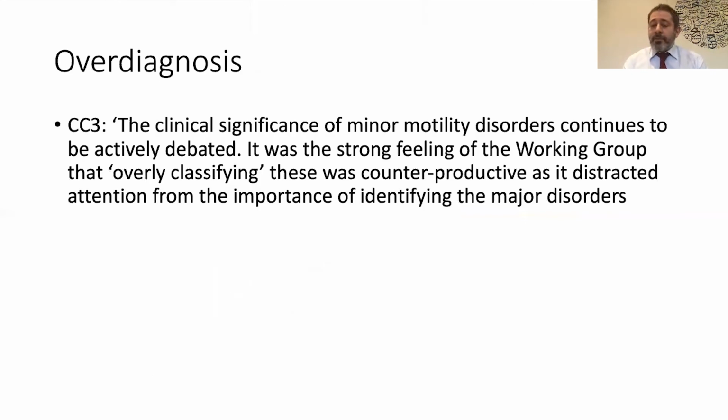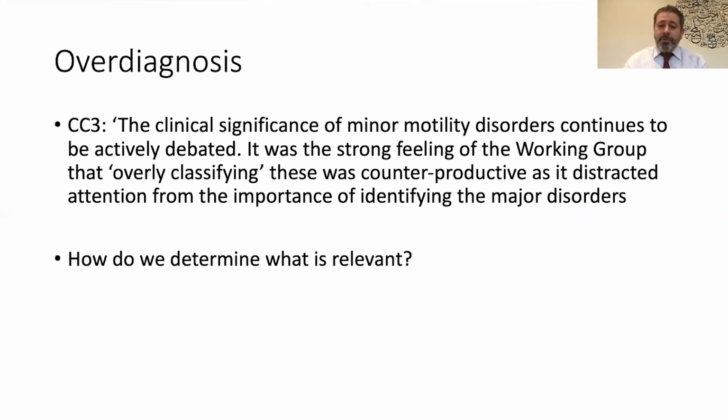Let's start with overdiagnosis. The Chicago classification 3.0 has a statement within it that is still relevant. It states, the clinical significance of minor motility disorders continues to be actively debated. It was the strong feeling of the working group that overly classifying these was counterproductive as it distracted attention from the importance of identifying the major disorders. So how do we determine what is relevant?